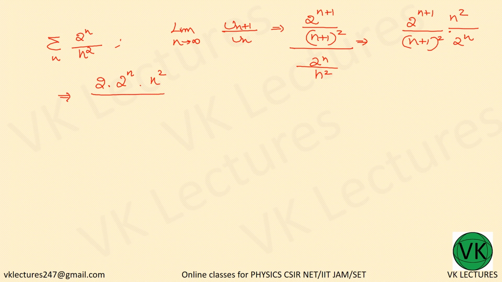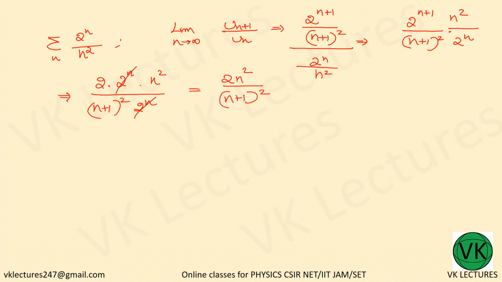You can write it as, let that be (n+1)² itself for the time being, by 2^n. Let us try whether it can be simplified. So this 2^n goes. So this becomes 2n² divided by (n+1)².